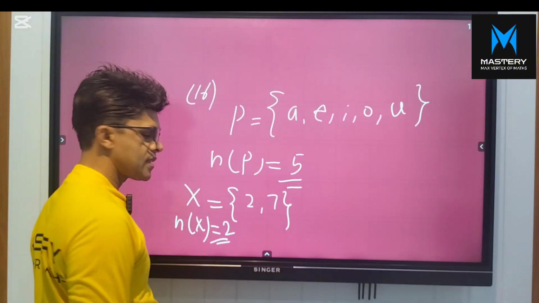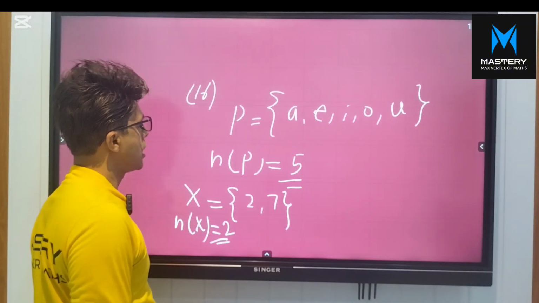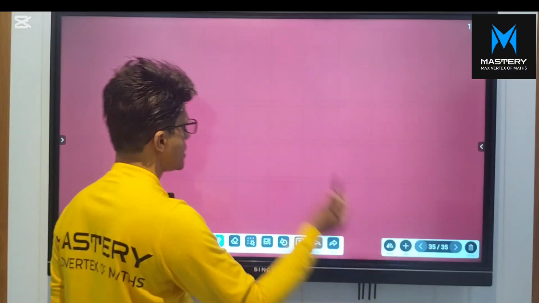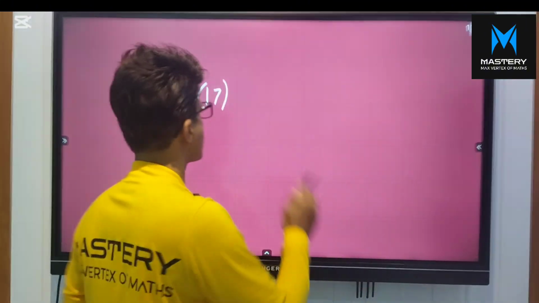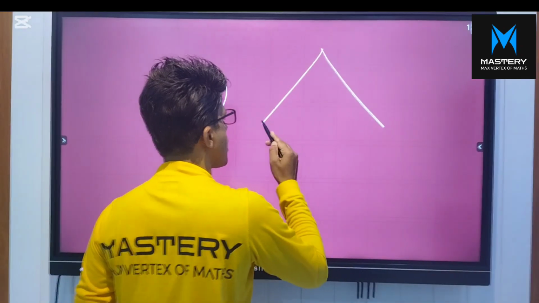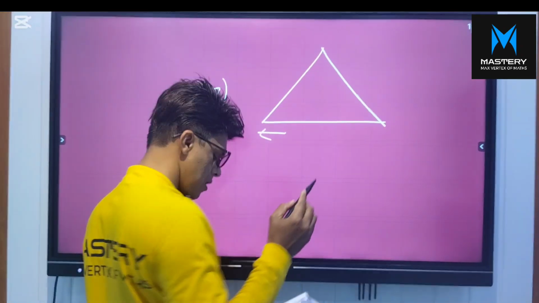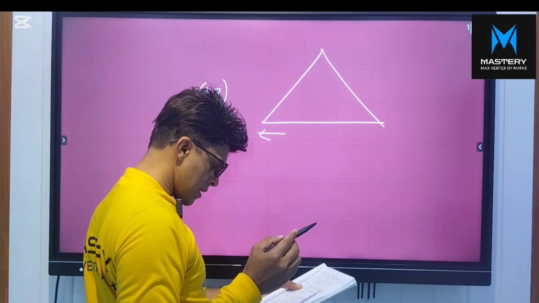Now we write here as answer, n x equals 2. Okay, the 17th question. What is the 17th question? It has given that the area of this triangle is 24 cm square.